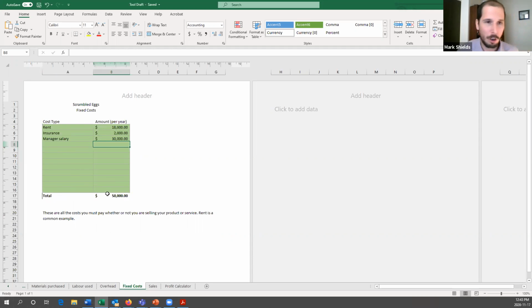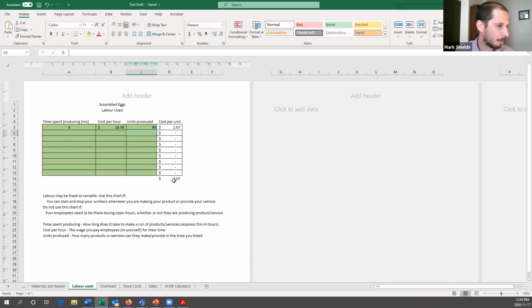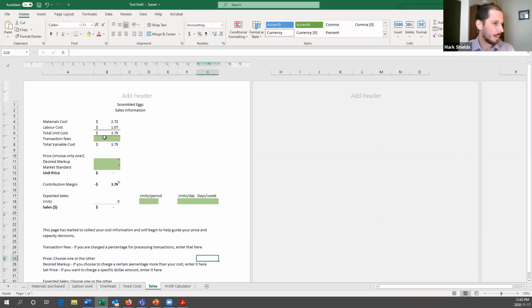So now we have inputted all of our cost data. Just a quick review. We've seen our materials per unit, $2.72. We've got our labor per unit, $1.07, and we've got our fixed costs. We have $50,000 we have to pay each year. That's got to come out of our scrambled egg sales. My next tab here for sales is going to start to collect some of this information. So we see here the summary. We've got our materials and our labor, which gives us our total cost per unit at this point of $3.79.